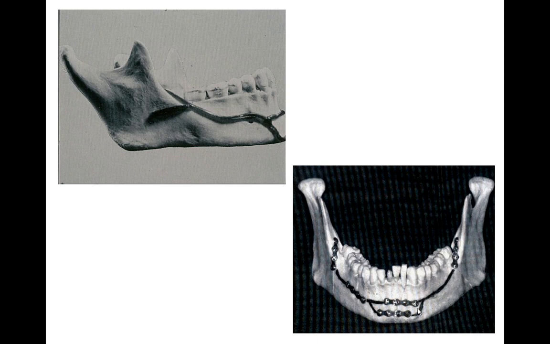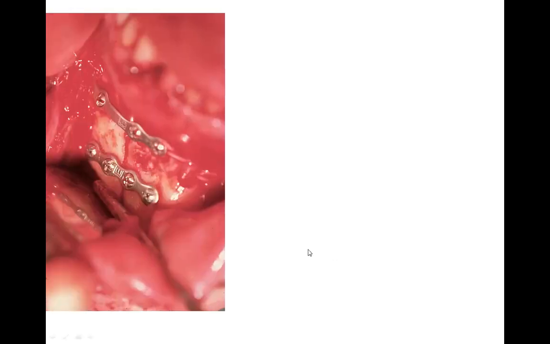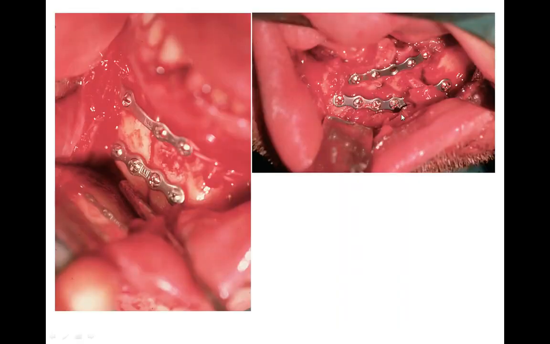These are the areas of fixation. This is Champy's osteosynthetic line. These are the type of fixation. It's a wrong method. If it's a body of the mandible, only one plate is required. Again, here a segment is lost.